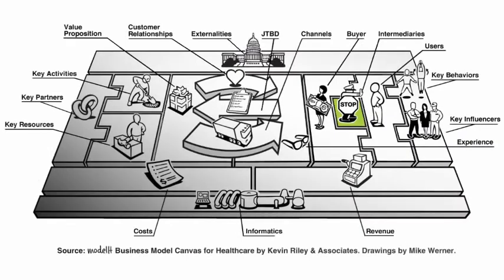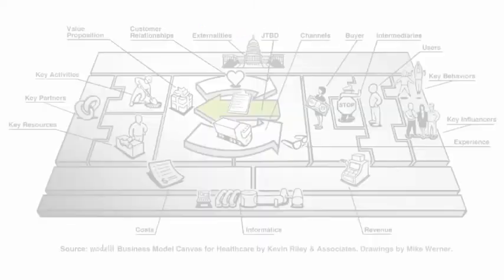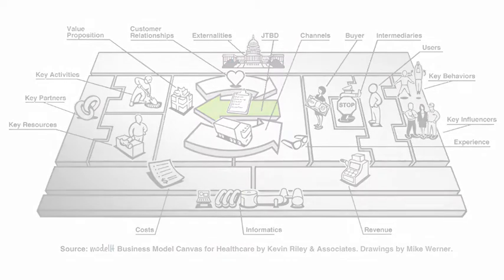In Model H, intermediaries affect how a value proposition is seen and paid for by the buyer. In this example, we have 2 intermediaries: donors who agree to donate their child's cord blood and physicians treating disorders with stem cells. Jobs to be done are the high-level goals the customer is trying to accomplish.